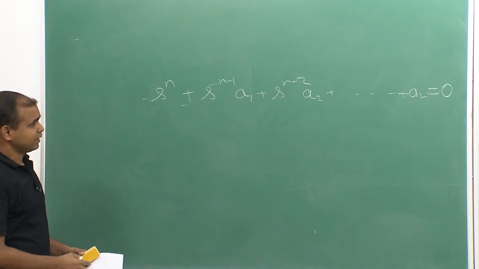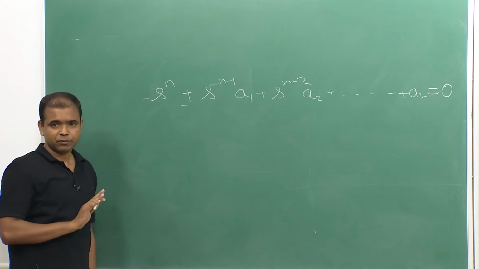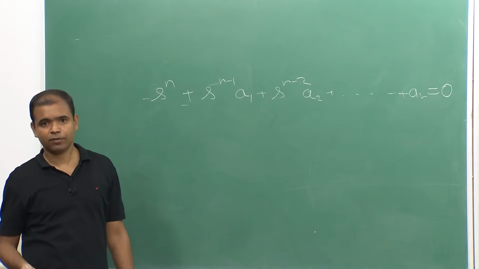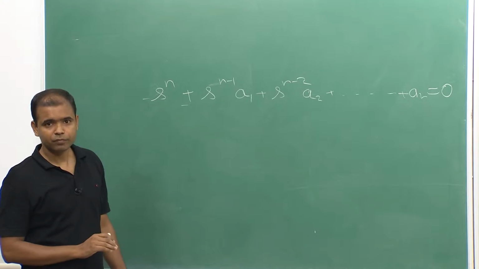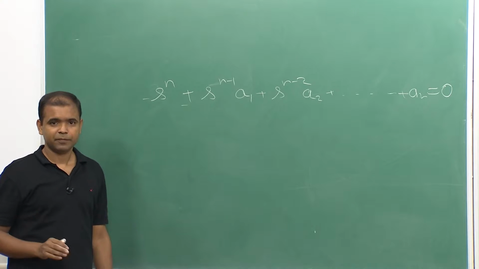The second criterion: even if all my coefficients are positive, there are both possibilities. The pole may lie in the left half or may lie in the right half also. And to check this, we use the Routh array.